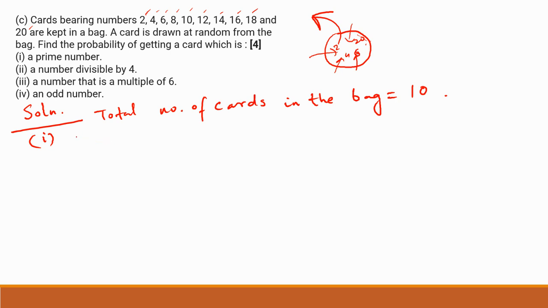Okay. So we can write probability of getting a prime number equals, you can simply also write favorable outcomes.